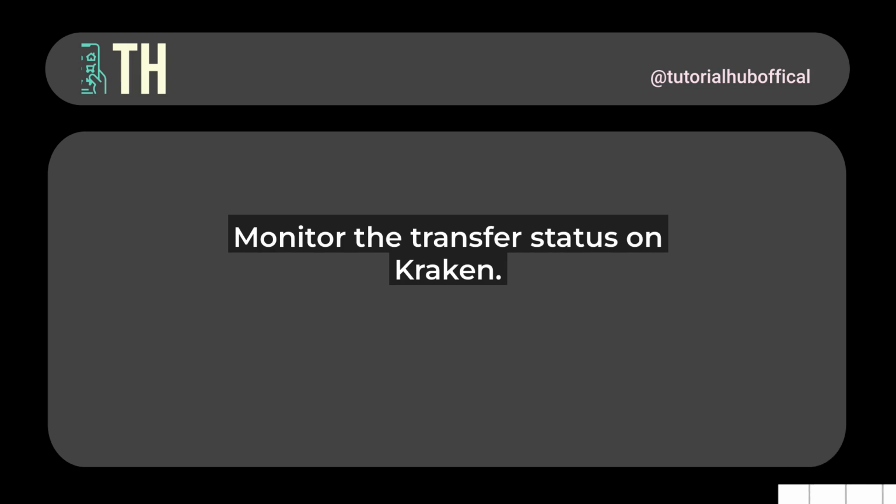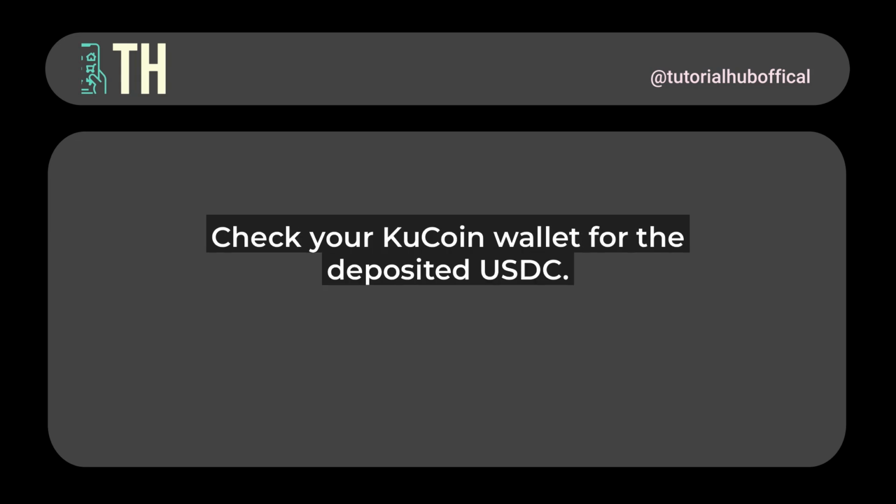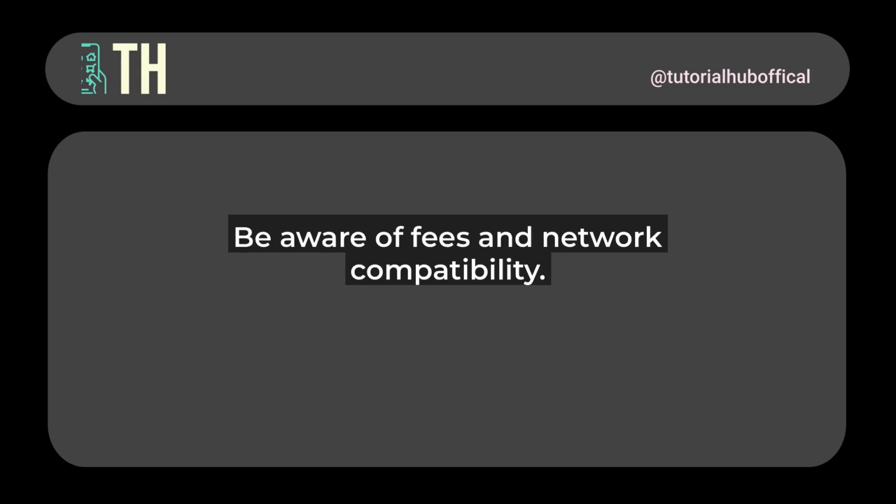Transactions can take anywhere from a few minutes to an hour, depending on network congestion in 2025. Once it's processed, hop over to Kucoin and check your deposit history or wallet balance to ensure the USDC has arrived. A quick tip. Always verify the minimum withdrawal amounts and any potential gas fees if you're using a blockchain network. If you run into issues, both exchanges have support teams ready to help. And that's it, you've successfully moved your USDC.